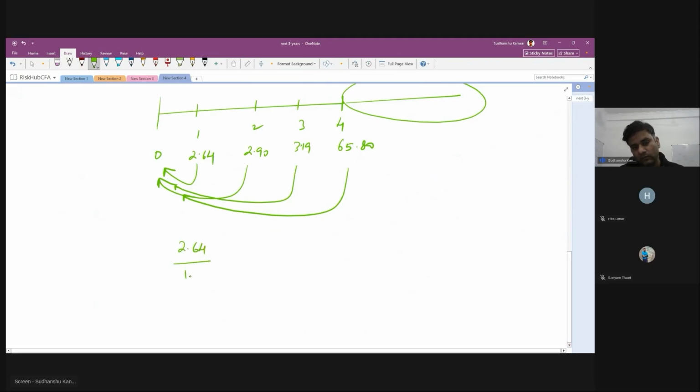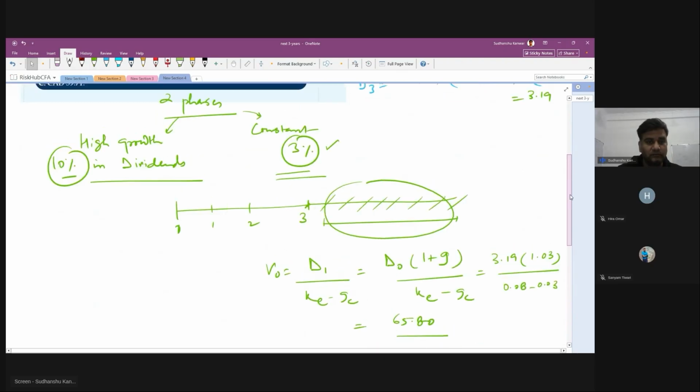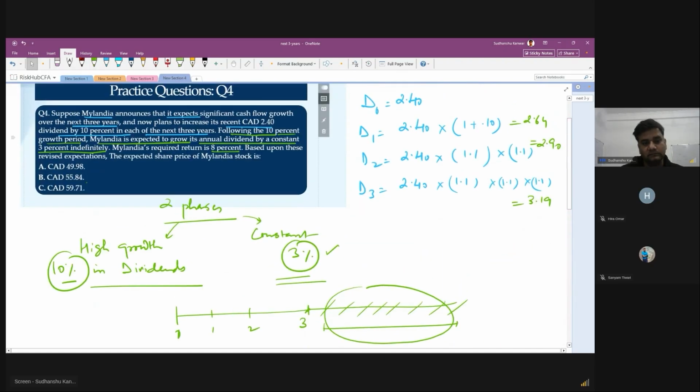2.64 divided by 1.08, 2.90 discounted by 1.08 square, 3.19 discounted by 1.08 cube, 65.80 discounted by 1.08 raised to power 4, right? So this is the value you will get, and this value is at 59 point something, 59.71. I know this is a little tricky.